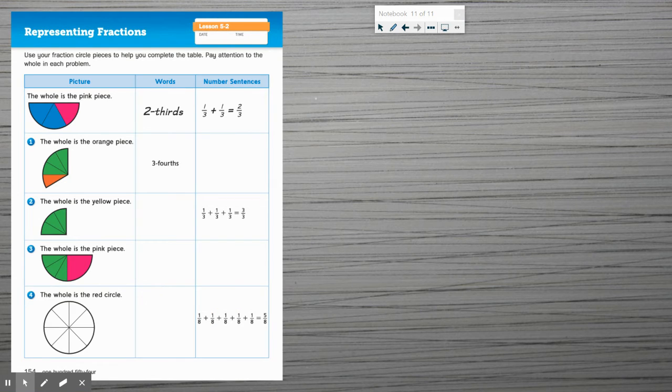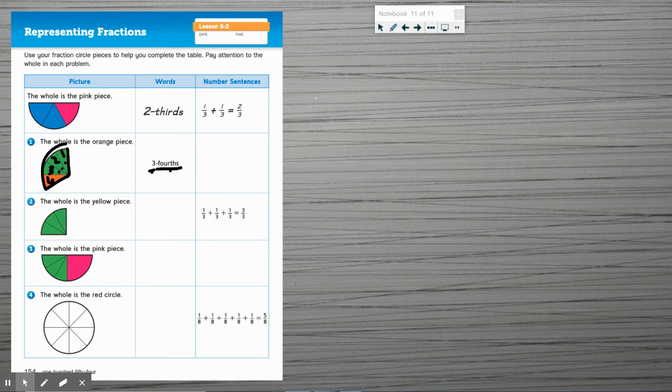Okay. In this one, the whole is the orange piece. So this is my whole. I'm looking at how many pieces are in this whole. I've got 1, 2, 3, 4. There are 4 equal pieces, or it is cut into fourths. Now I need to know how many of them are green. Well, 1, 2, 3 are green. So we write it as 3 greens, 3/4.